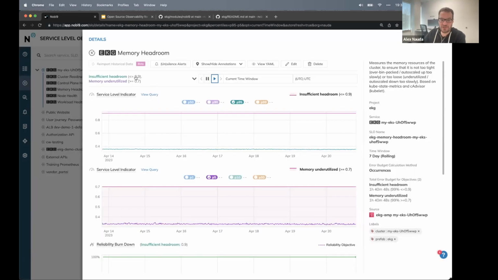In my default settings for this, you can see that insufficient headroom is above 90% utilization, and underutilized is below 70% utilization. And so I'm kind of assuming that for many workloads, you want to run your cluster somewhere between 70% memory full and 90% memory full. But that can vary really widely by workload.